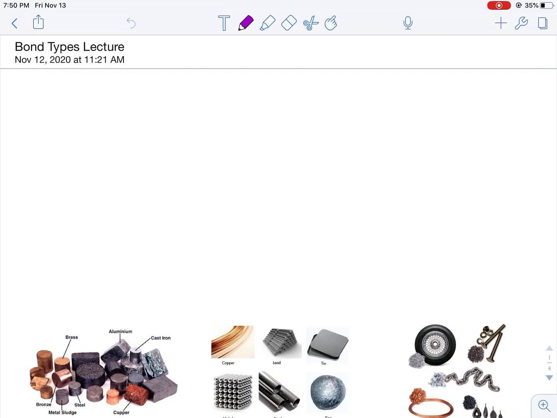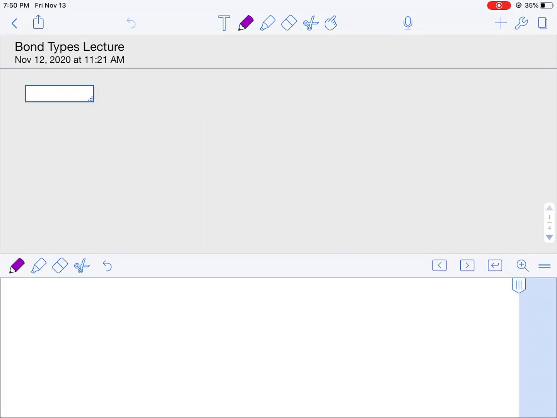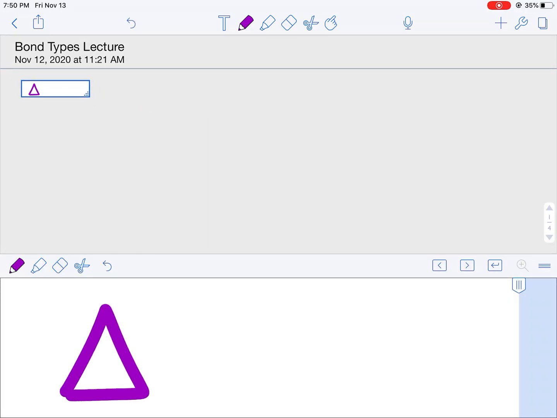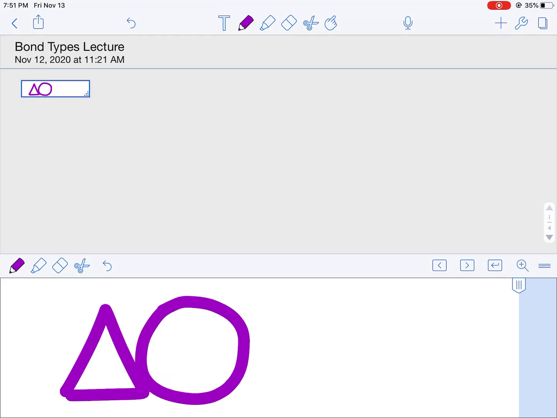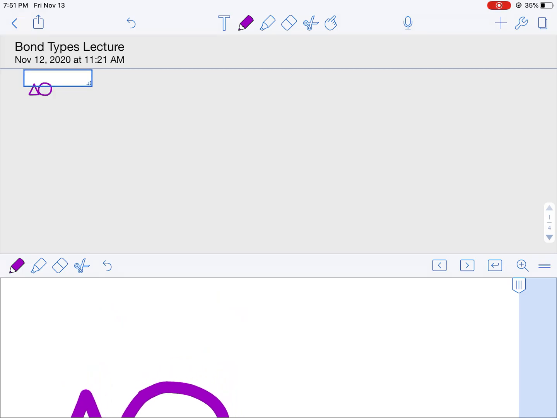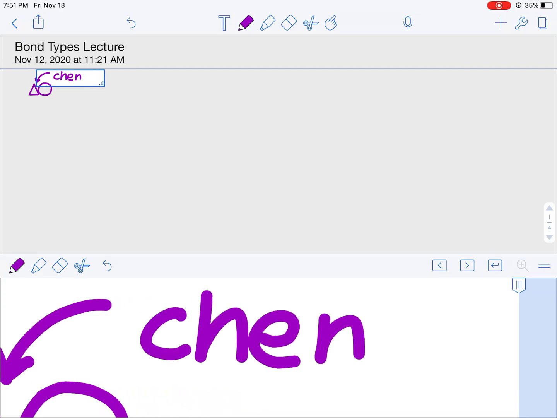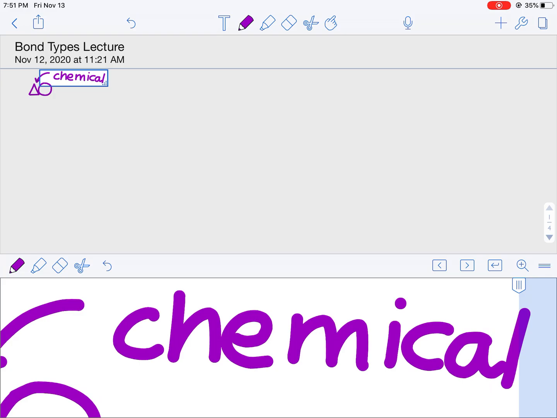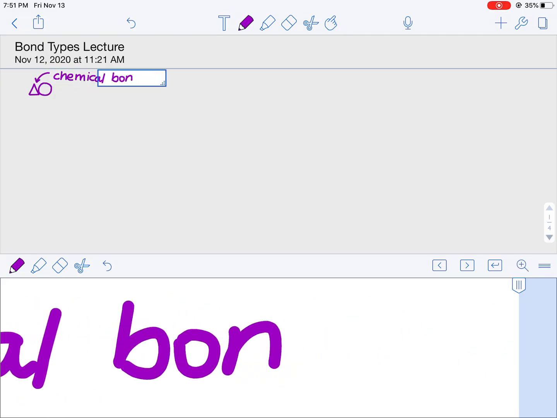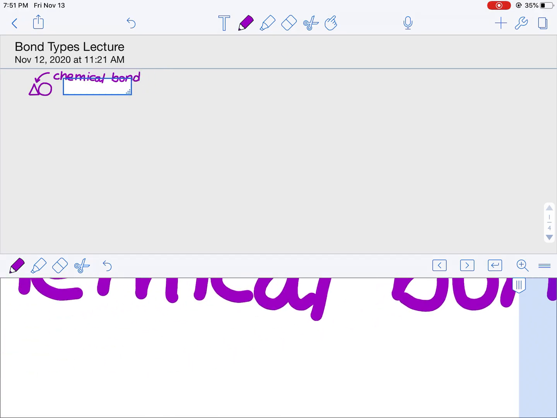Hi! Today's lesson is about the different types of bonds that hold atoms together. Earlier this year, we had learned to look at models where different shapes were indicative of different atoms, of different elements, and when those shapes or atoms were touching each other, that was meant to represent a chemical bond. Today we're going to investigate what different elements will make a certain type of bond.